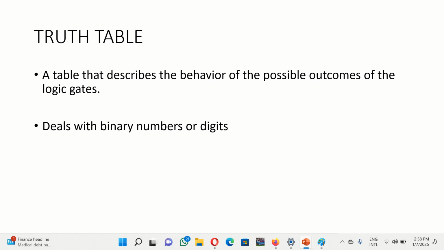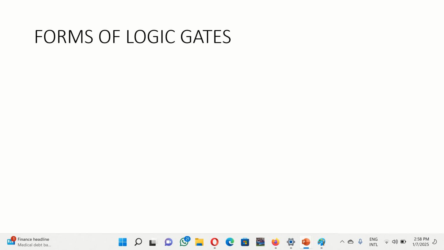Now, let's get into it. So these numbers are 0 and 1 for binary numbers. Yes, so let's go into the forms of logic gate.